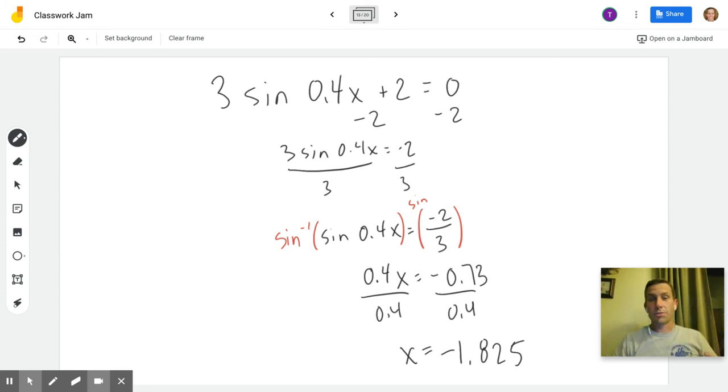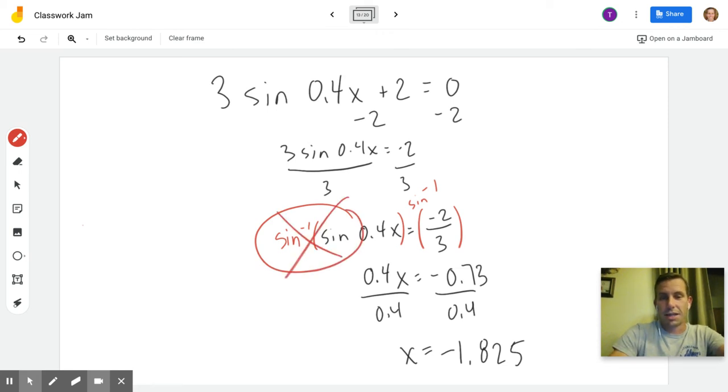So just like logarithms, there are some algebra steps here. We subtracted 2, we divided by 3, and then we ended up with just the sine of 0.4x equals negative 2/3. Then we took the inverse sine of both sides. That completely canceled out these sines. We were just left with 0.4x, and the sine inverse of negative 2/3 was negative 0.73 radians. Then we divided by 0.4 to get our answer.